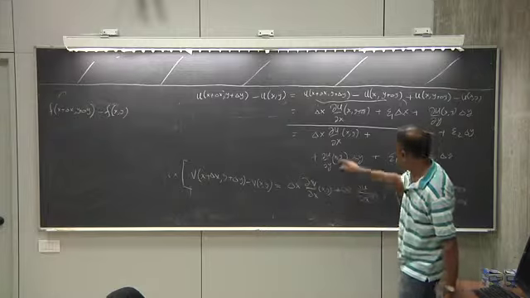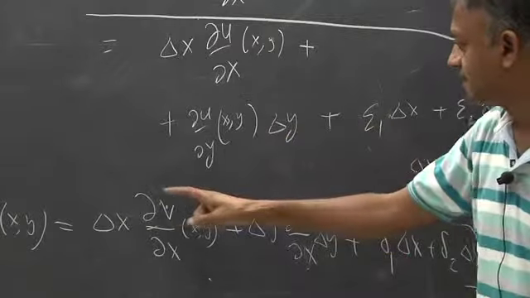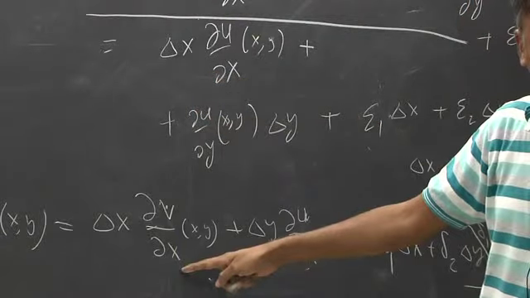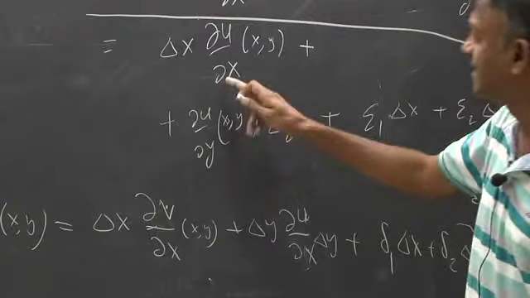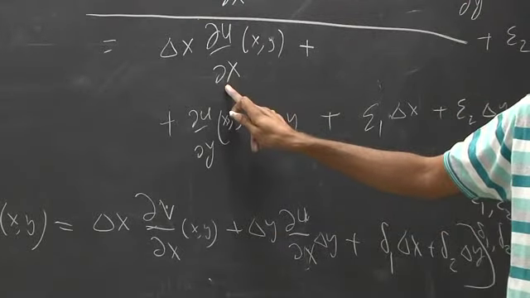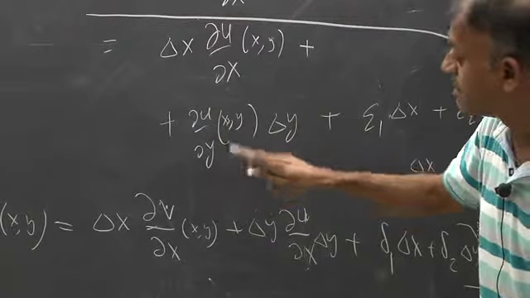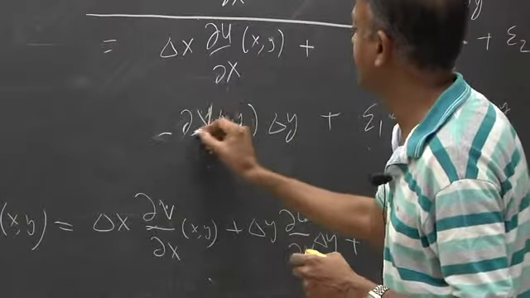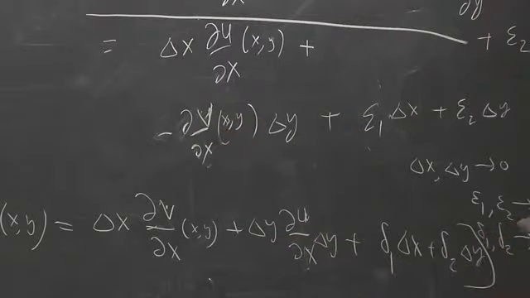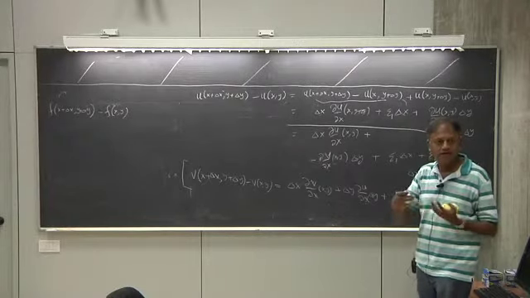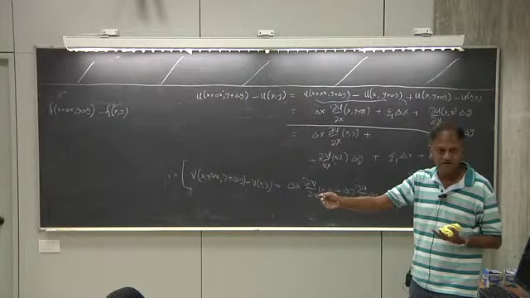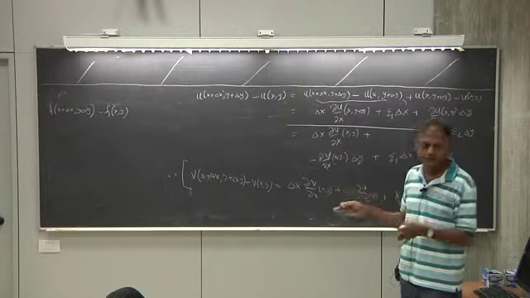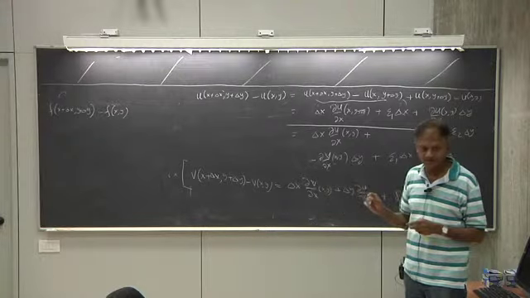Similarly, you can replace this one. du by dy is minus dv by dx, right? I'm just writing everything in terms of the partial derivative d by dx. So du by dy is minus dv by dx. Here's where I've used the Cauchy-Riemann conditions, because what we want to show is that the Cauchy-Riemann conditions are sufficient for a function to be analytic. So I'm assuming the Cauchy-Riemann conditions are satisfied. Then I want to show that this function is differentiable.